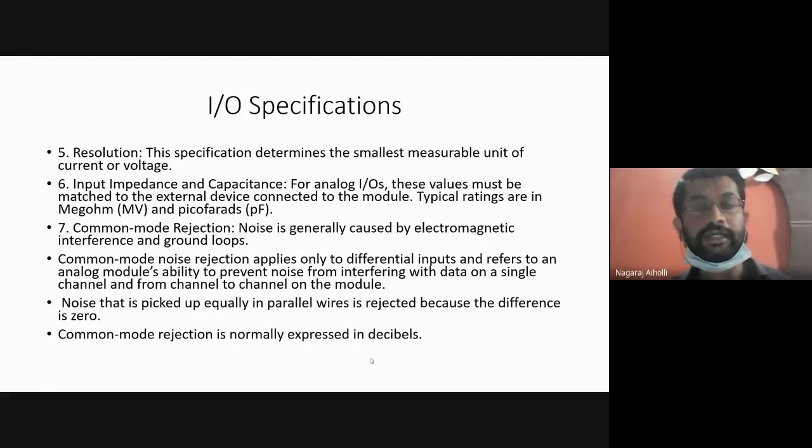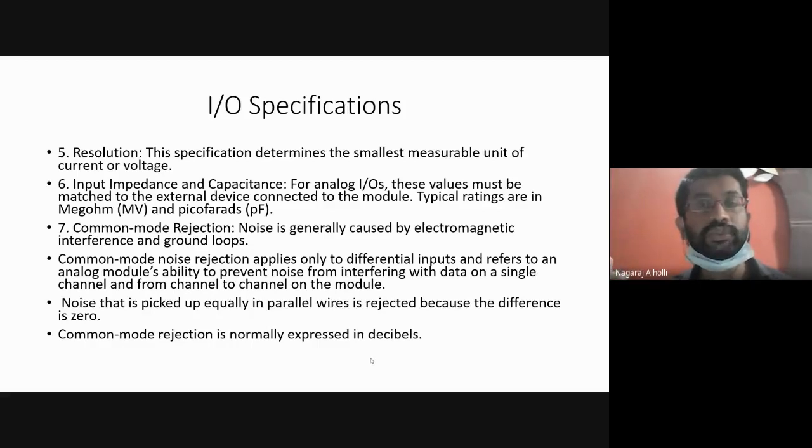Input impedance and capacitance. Input impedance is nothing but the input resistance or the impedance from the input terminal of that IO module to the ground. From the input terminal of the IO module to the ground, how much is the resistance or the impedance, that is called input impedance. And if we are checking how much is the capacitance between the input terminal and the ground, it is in terms of picofarads.